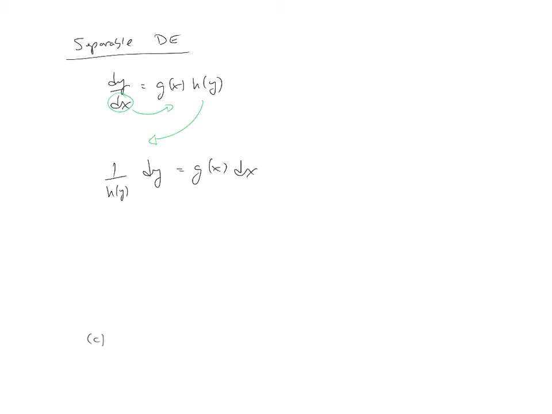At this point, when we want to solve it, because we have everything with the same variable on one side, we could just integrate both sides, the left side with respect to y and the right side with respect to x. And from there, we could solve for our general solution of the differential equation.